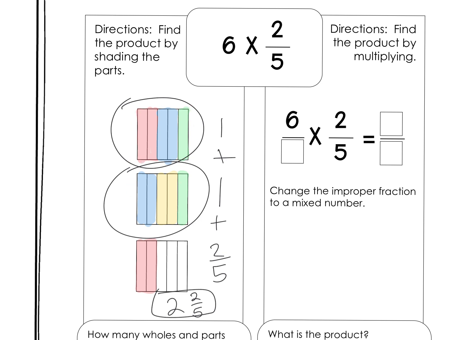Okay, now on the standard algorithm side, this one's fairly simple. What do I need to put in this box underneath the 6? A 1. And then I just multiply straight across. 6 times 2 is 12. 1 times 5 is 5. This has to get changed to a mixed number. So 5 goes into 12. How many whole times? 2. And I would have 2/5 left over.